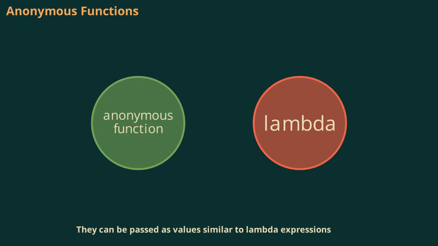Anonymous functions in Kotlin are functions without a name. They can be passed as values, similar to lambda expressions. Anonymous functions are useful for creating flexible, reusable code blocks that can be executed on demand. For example, you can define a sum function as an anonymous function and assign it to a variable. This approach is powerful in functional programming, enabling higher-order functions and concise code.